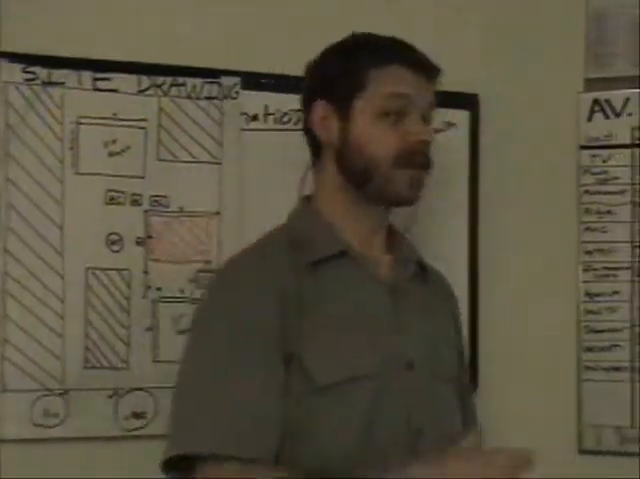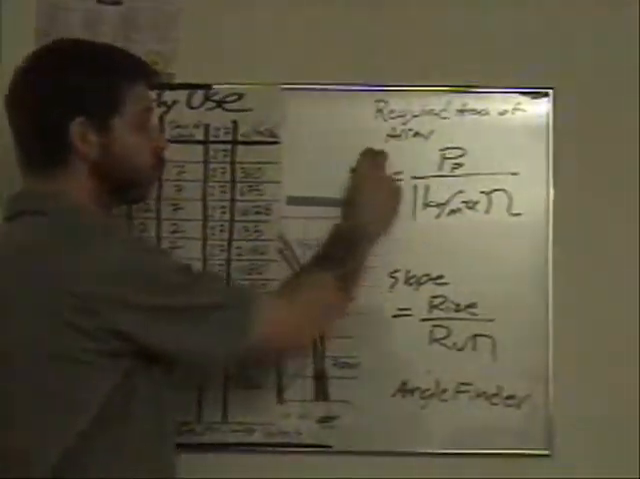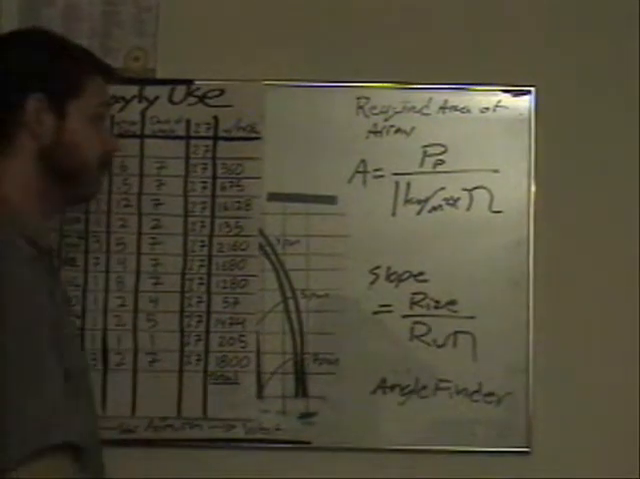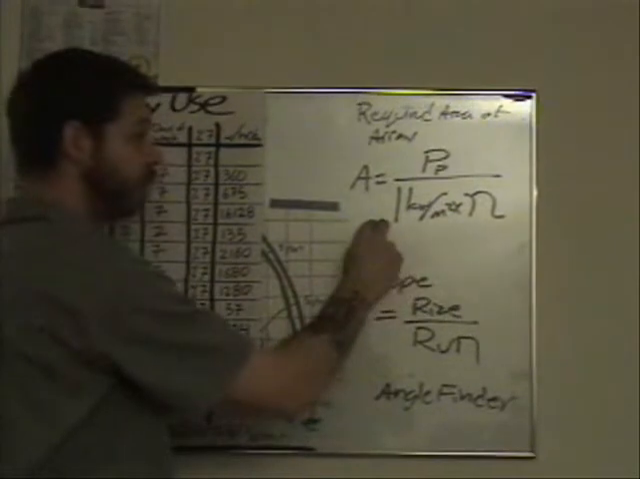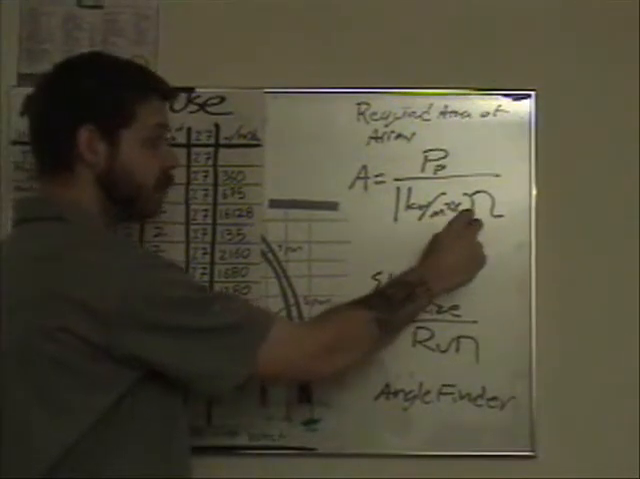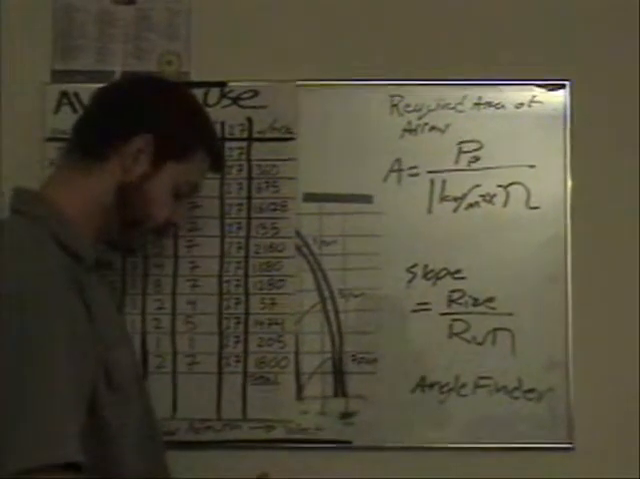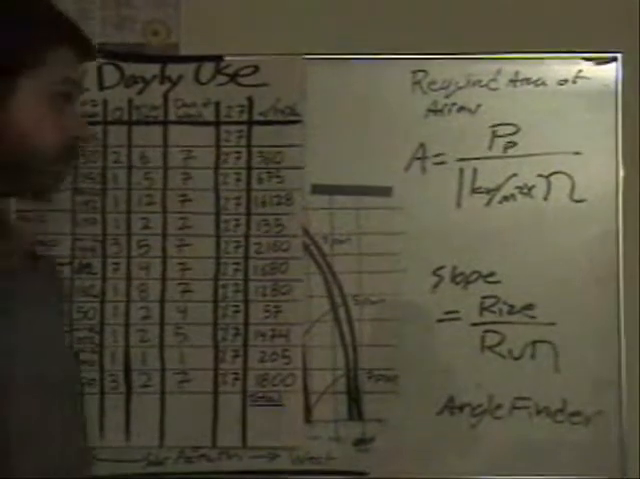This is a formula that exists and is on the NABCEP exam, so you should know it. This is the required area for the array formula. It says the area required is the peak power production divided by 1 kilowatt per meter squared multiplied by, what's the name of that thing? ETA. And ETA is the symbol for efficiency.